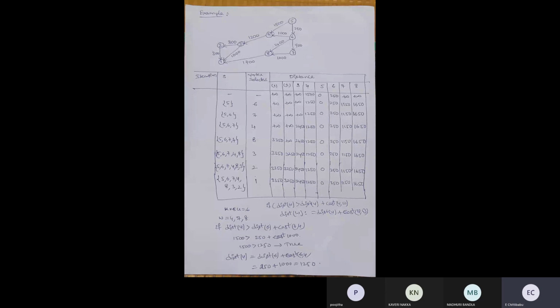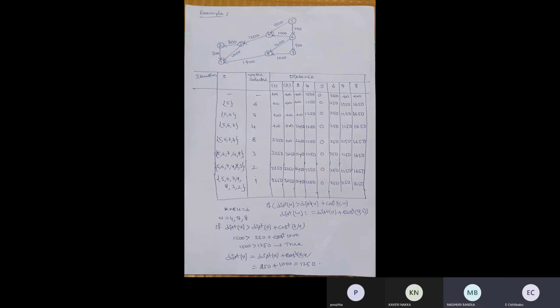2? How can it be 2, 8 is also there. Next minimum vertex is 8. What are the adjacent nodes of 8? 1. Now find the distance of 1. If distance of 1 greater than distance of 8 plus cost of 8, 1. Distance of 1 is plus infinity, greater than distance of 8, which is 1650, plus cost of 1, 8.